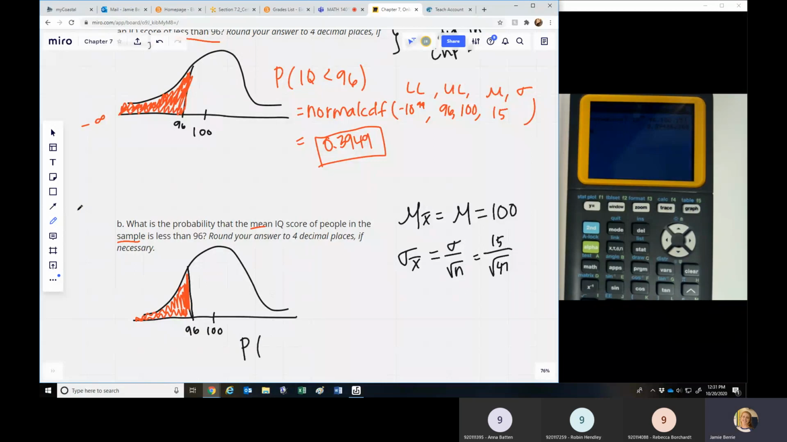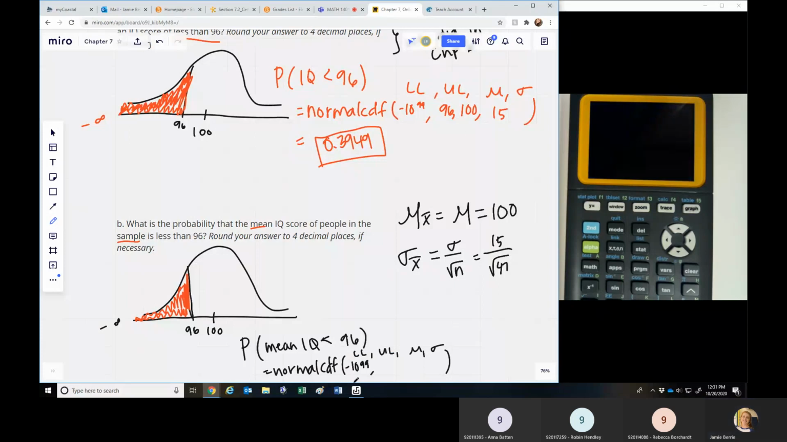All right, so we're going to say probability that the mean IQ is less than 96 is equal to normal CDF, lower limit, upper limit, mean, standard deviation. All right, so lower limit, again, is negative 10 to the 99 because it's way out here at negative infinity. Upper limit of the shaded area is 96. The mean is still 100. The standard deviation has changed. It's now 15 over the square root of 47.